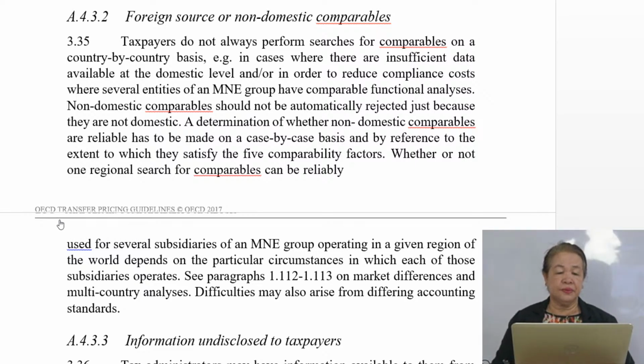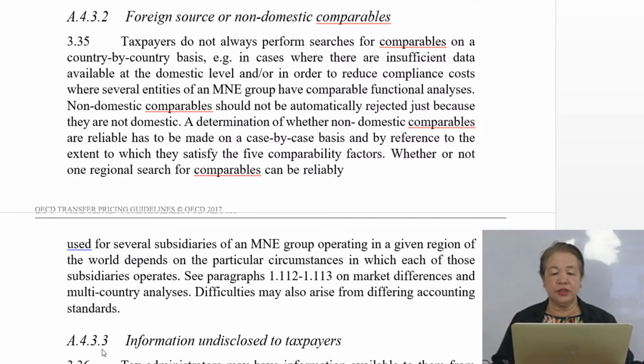Okay. So, let's now go to comparables. Why are comparables necessary? Because you have to compare, no? When you compare, you have your company that you are going to analyze, and then your comparables. These are independent companies, not related to your company, but with the same transaction as the company that you are having a transfer pricing study on, as a basis to prove that the pricing of the company is arm's length, no?